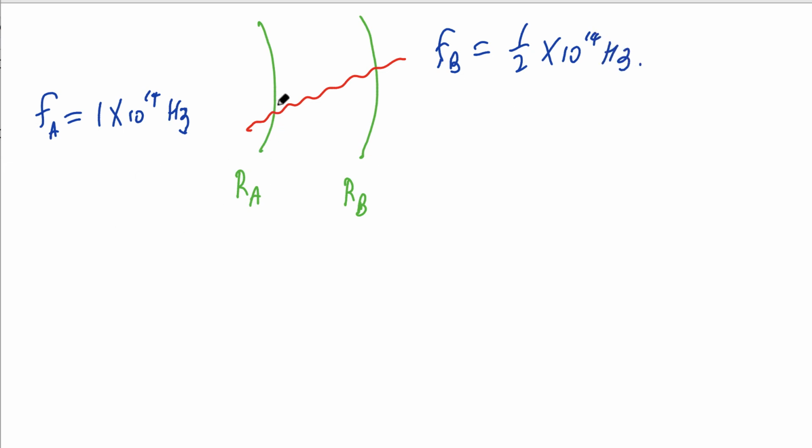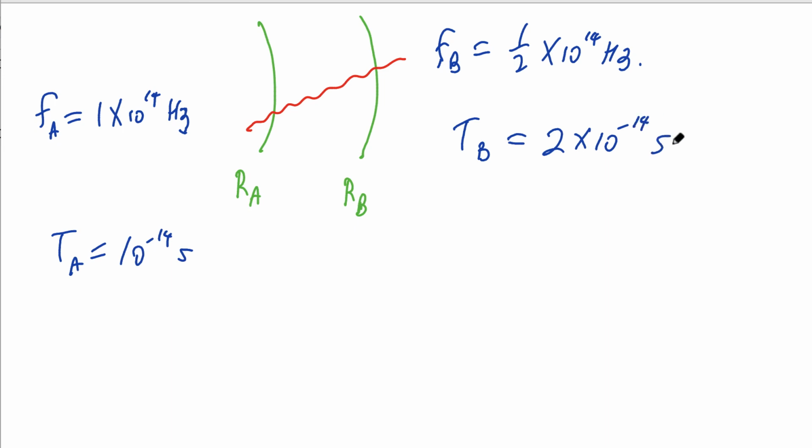So in other words, observer A, looking at the electric field in this light wave, would see successive wave crests occurring with a period of the inverse of this, 10 to the minus 14 seconds between peaks of the electric field. Observer B would see a time period between peaks of the electric field as twice this. So the inverse of 1/2 times 10 to the 14th is 2 times 10 to the minus 14th seconds.